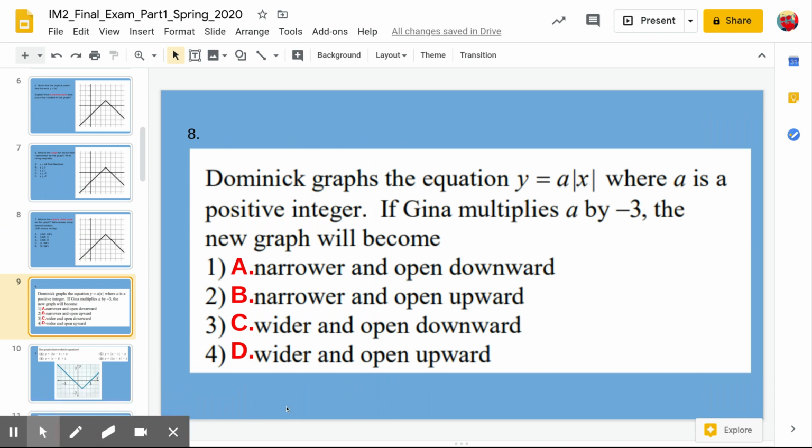Question 8. Dominic graphs the equation y equals a times the absolute value of x, where a is a positive integer. If Gina multiplies a by -3, the new graph will become A, narrower and open downward, B, narrower and open upward, C, wider and open downward, and D, wider and open upward. So for narrower, another word we've used in this class is a vertical stretch. For wider, the words we use in this class have been vertical compression.